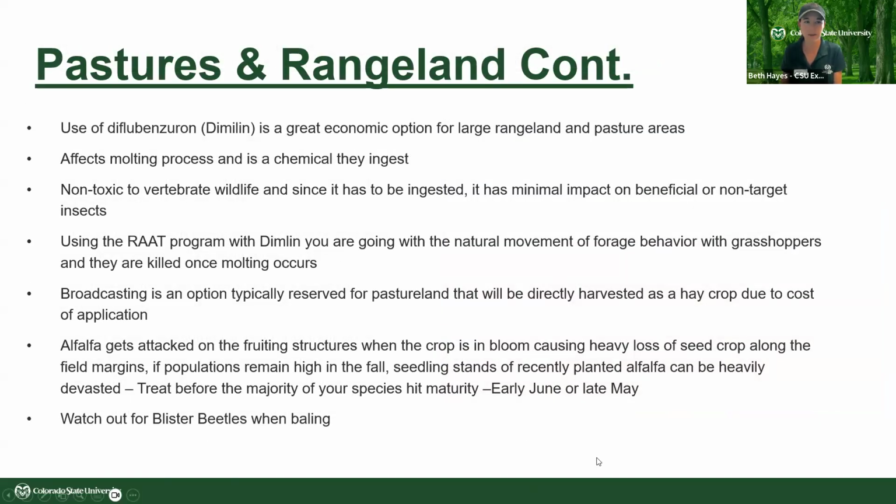So continuing on with pastures and rangeland, because a lot of people ask, well, what is the common chemical they're going to use in the plains? It's typically Dimilin, because it's the best economic option. It affects the molting process, and it's a chemical they ingest. So it's the least toxic application you can do because it has to be ingested. It has minimal impact on beneficial or non-target insects.